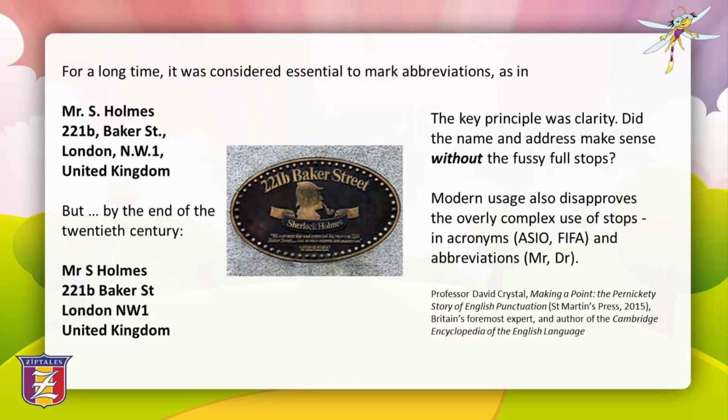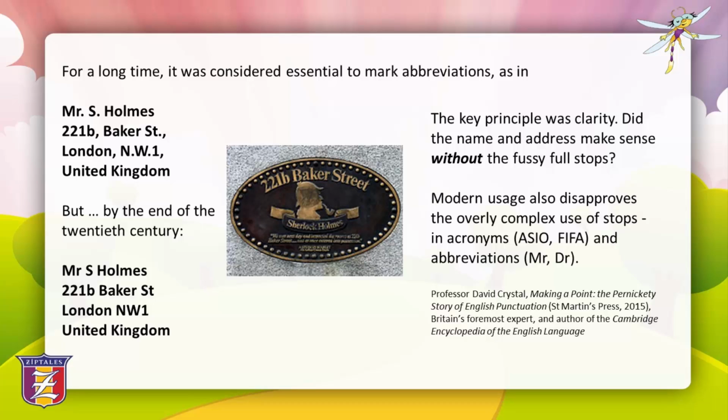For a long time it was considered essential to mark abbreviations, as in Mr. S. Holmes, 221B, Baker Street, London, NW1, United Kingdom. But by the end of the 20th century it had become standard to do this: Mr S Holmes, 221 Baker Street, London, NW1, United Kingdom. No full stops.